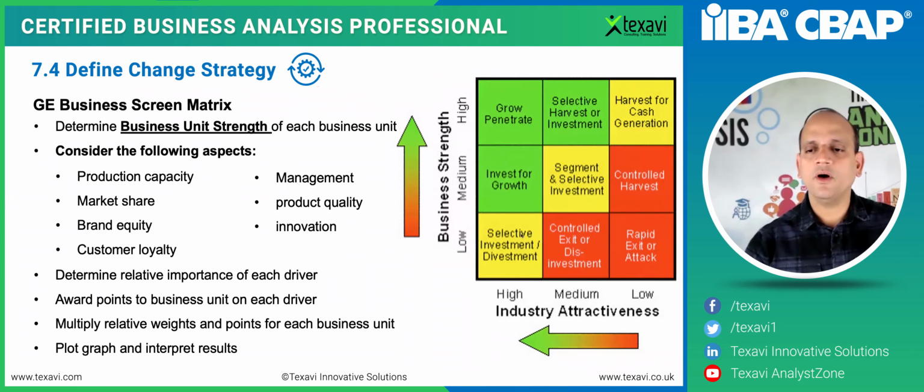So if your business unit, or your entity, is somewhere here, which means that it has very high industry attractiveness, but the strength of the business is low, which means that you need selective investment. Either you want to pump money into it, or you need to get out of it. There are only two options there. It depends on your strategy again.